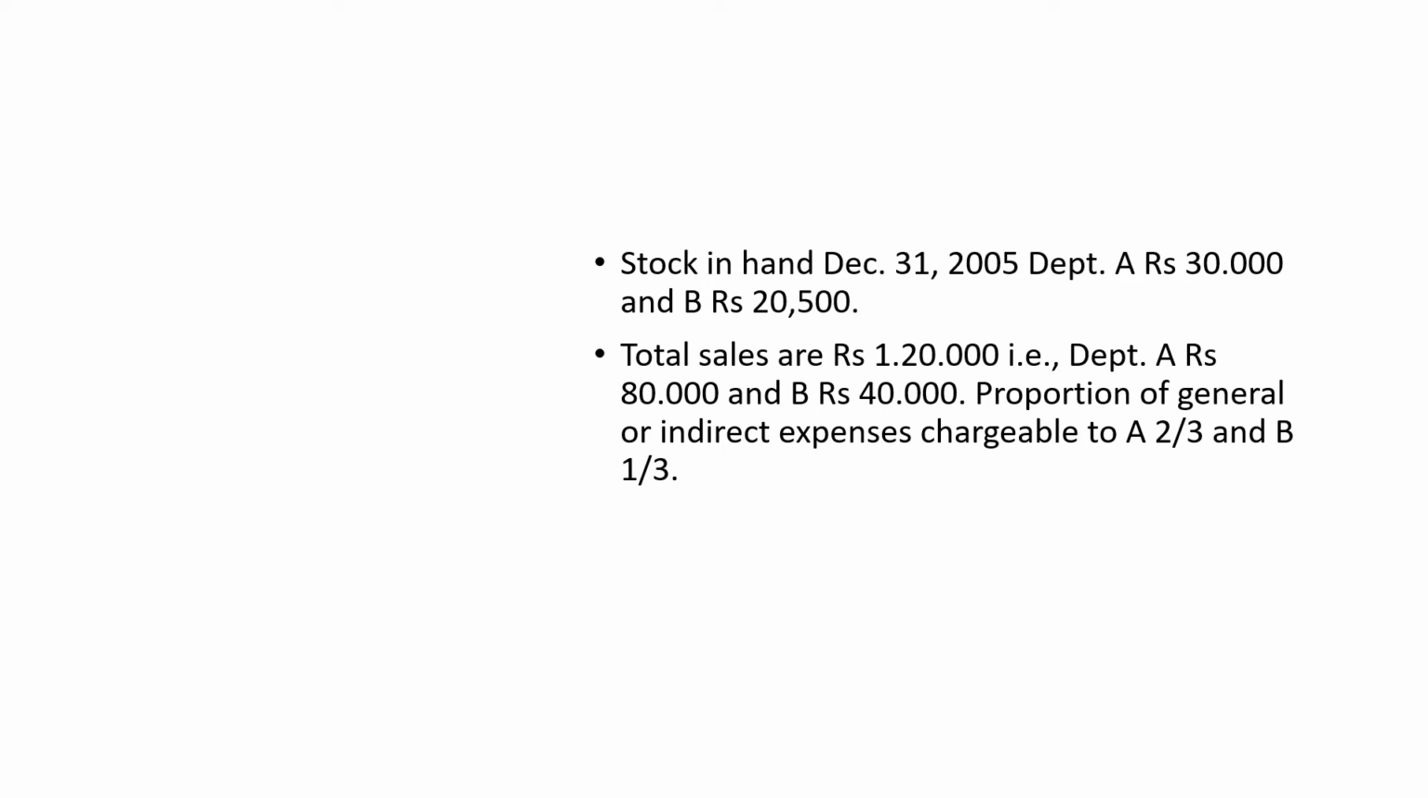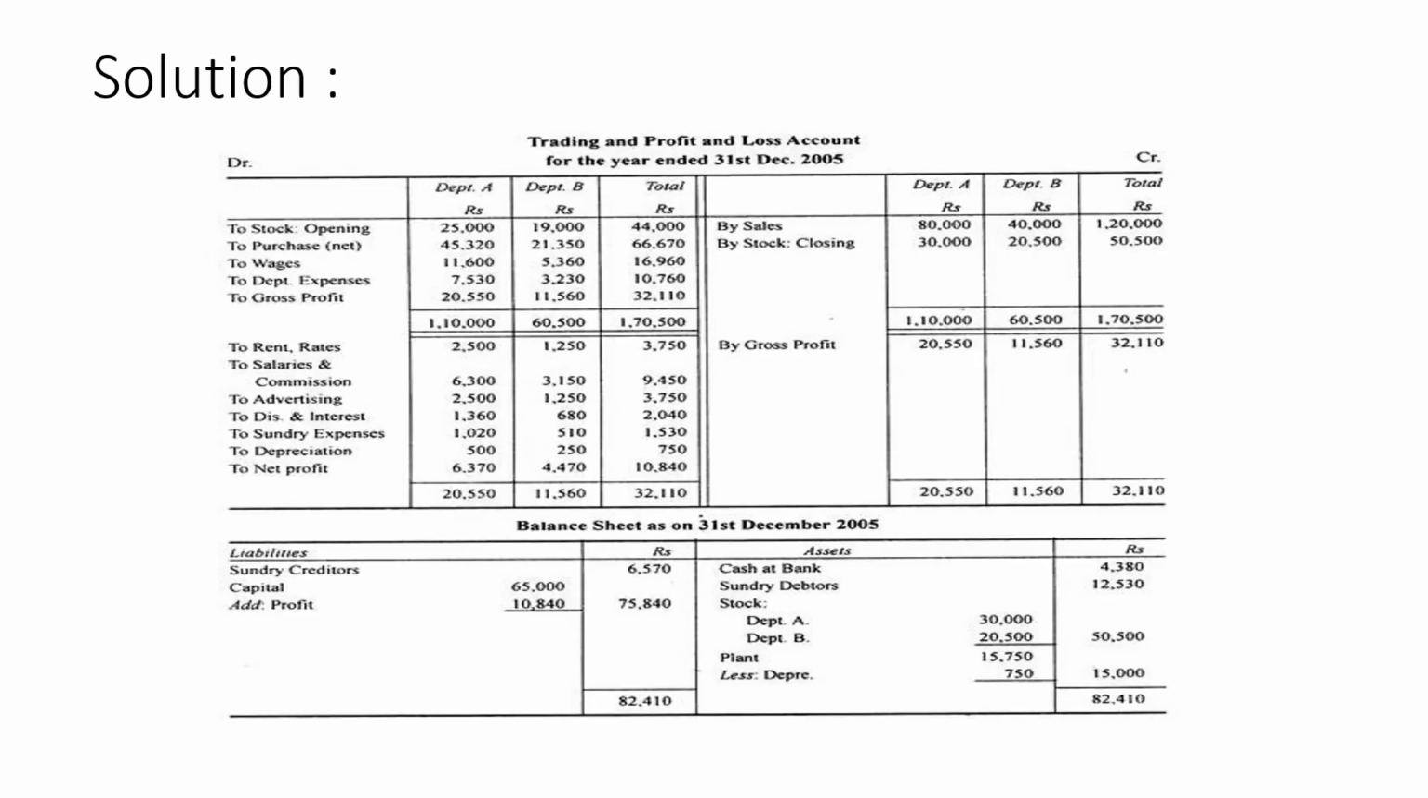On the basis of it, the ratio becomes 2:1. So general or indirect expenses are chargeable to A 2/3 and B 1/3. That is directly given here, that you have to divide the indirect expenses in 2:1 ratio. So let's do it. Rent and rates were given directly but not for each department, so we have divided them in 2:1 ratio.